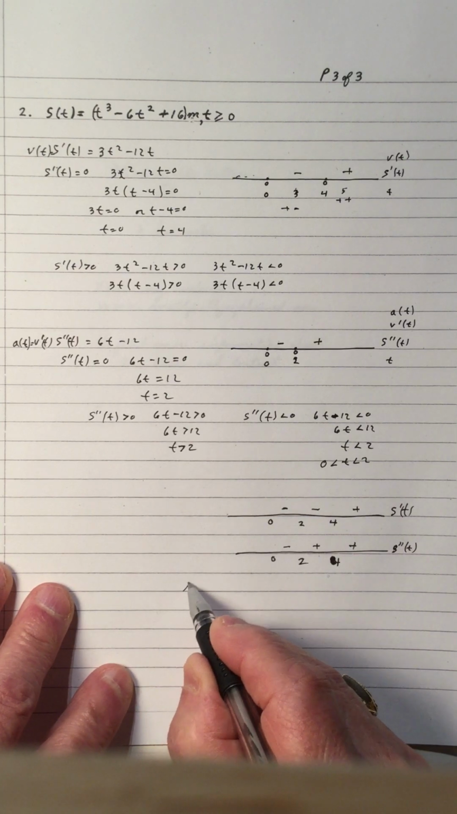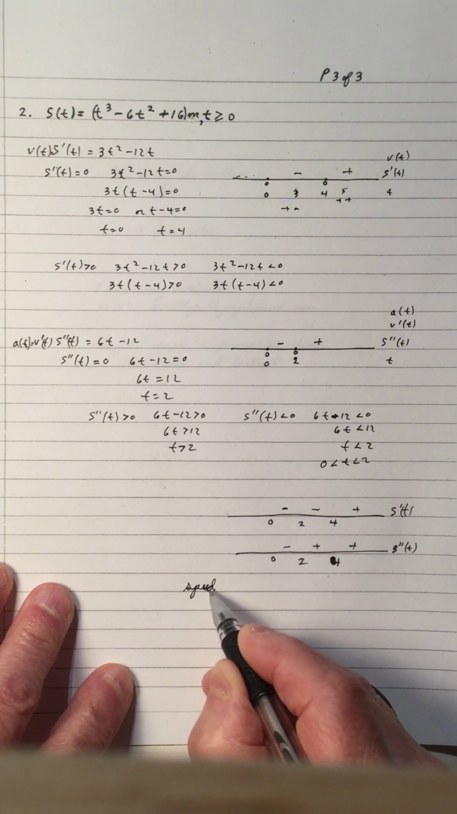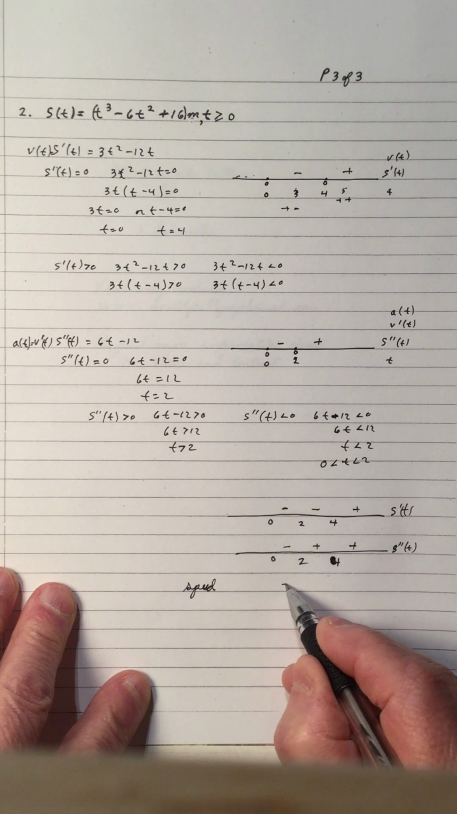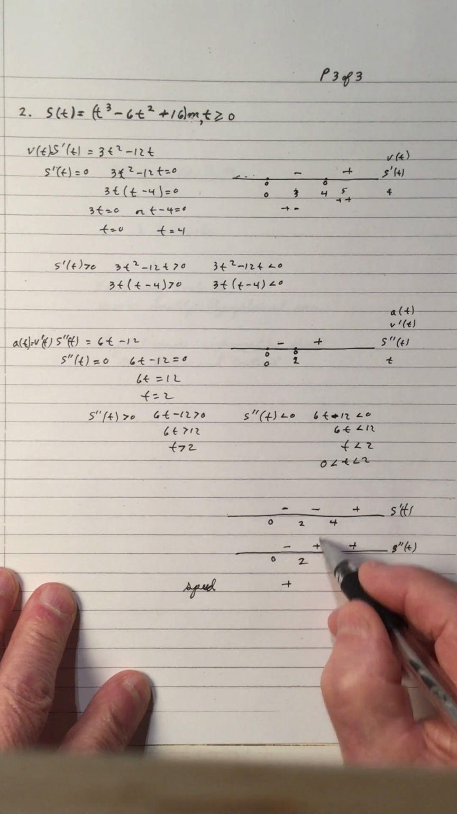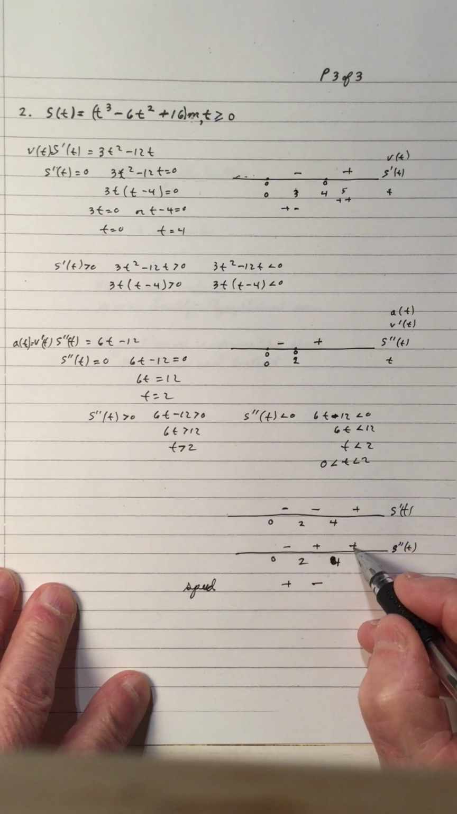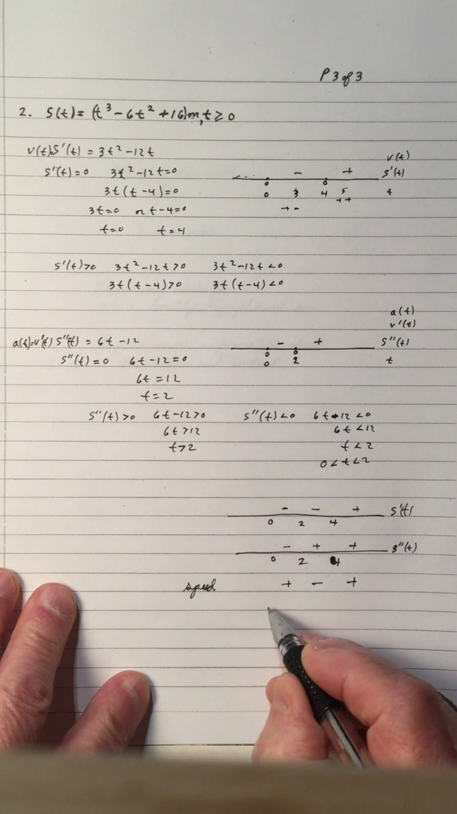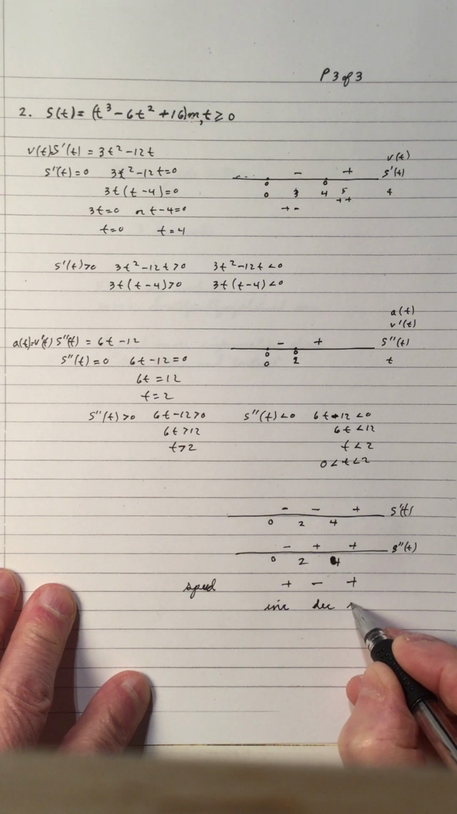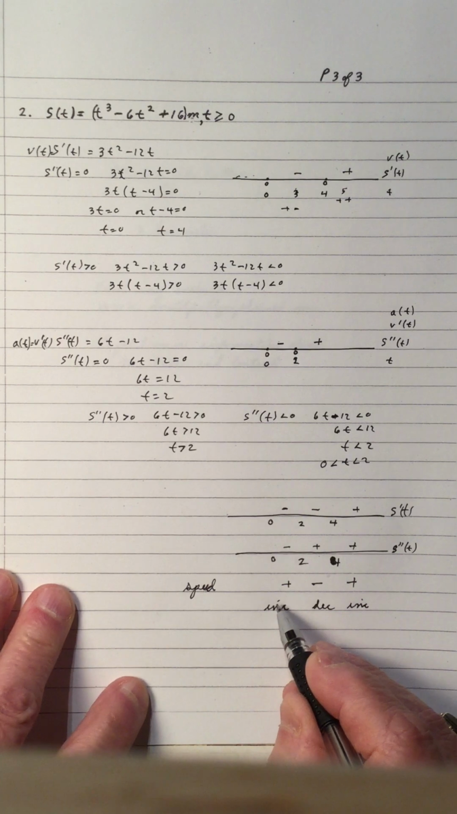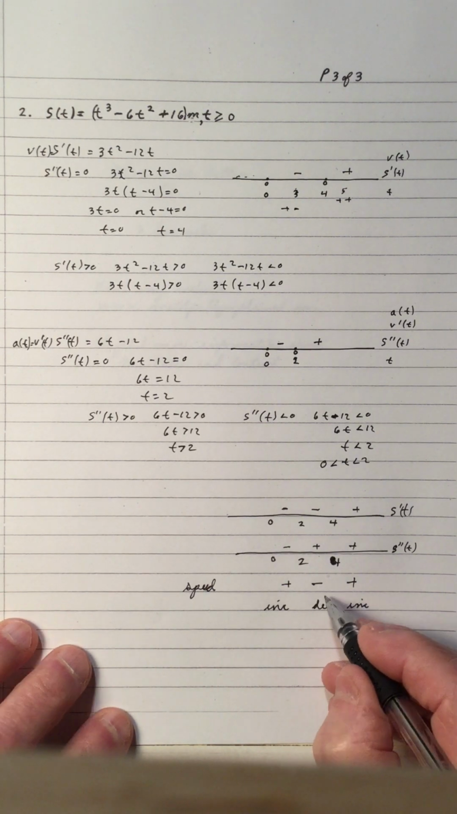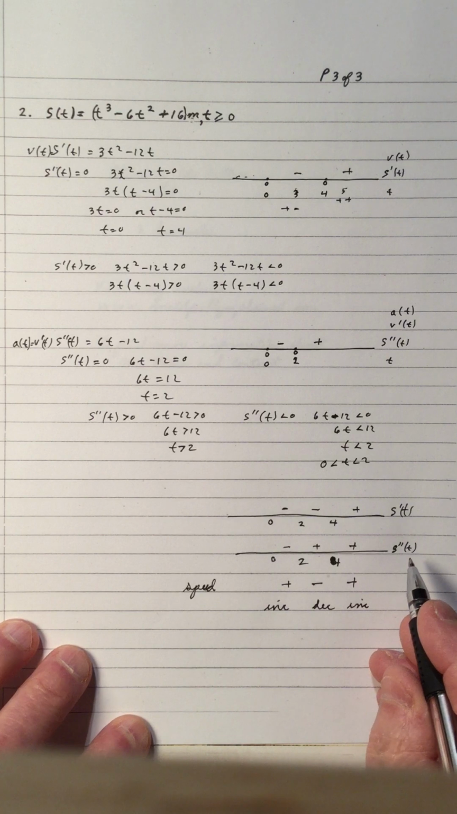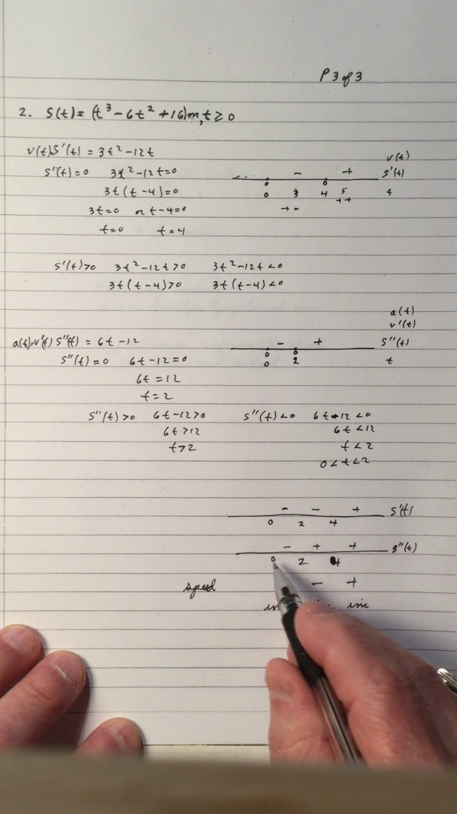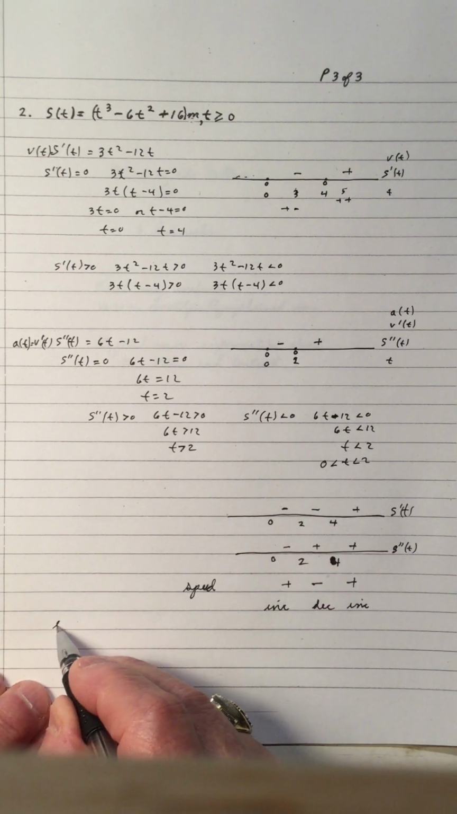Now, let's look at the speed. Right here between 0 and 2, it's positive. Right here between 2 and 4, it's negative. Right here, greater than 4, it's positive. So it's increasing here, it's decreasing here, and it's increasing. Increasing is INC, decreasing is DEC. So it's increasing where the pluses are. So let's go over here and finalize it.